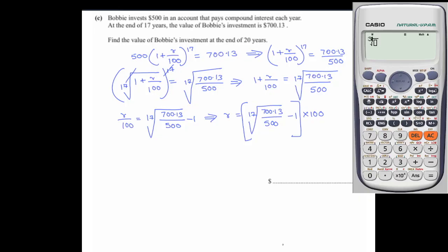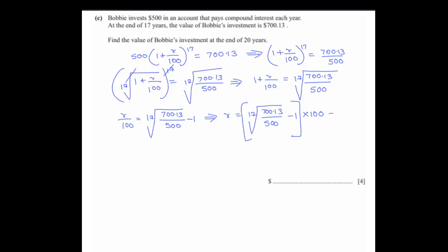Seventeenth root of 700.13 by 500 minus 1. Now we have to take it minus 1. Open the bracket. I think I have to put the bracket here also. The whole thing, it should be bracket. Yes. Now multiply with 100 into 100. 2.000007. That means we can just write 2%.